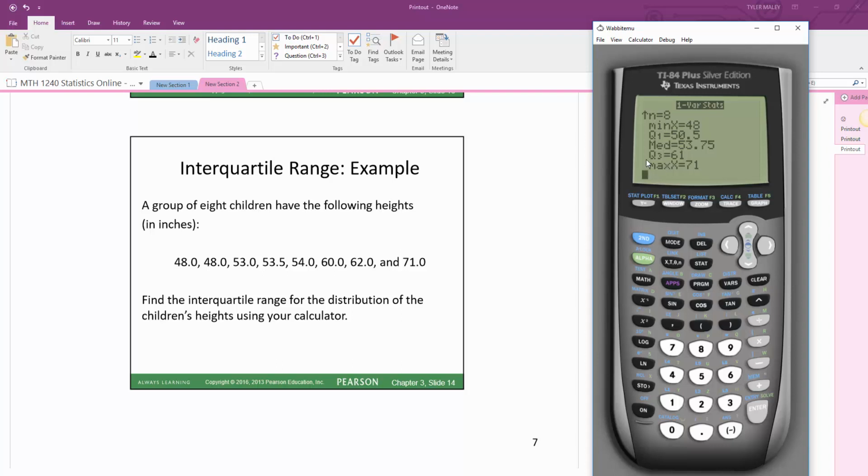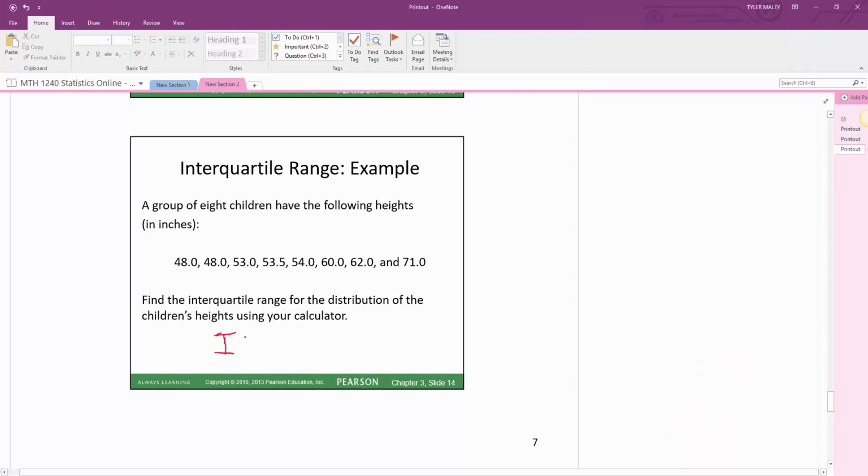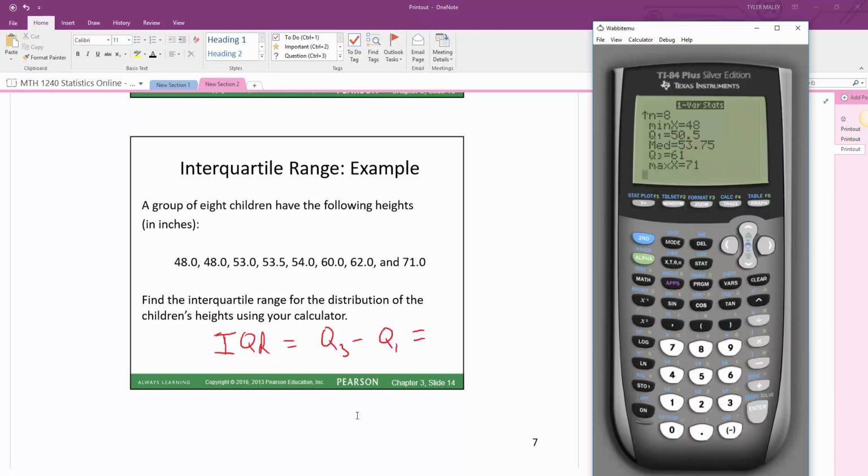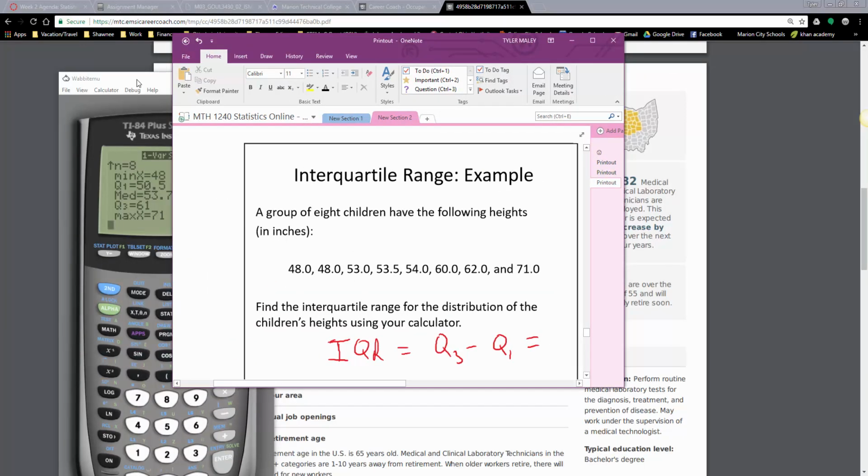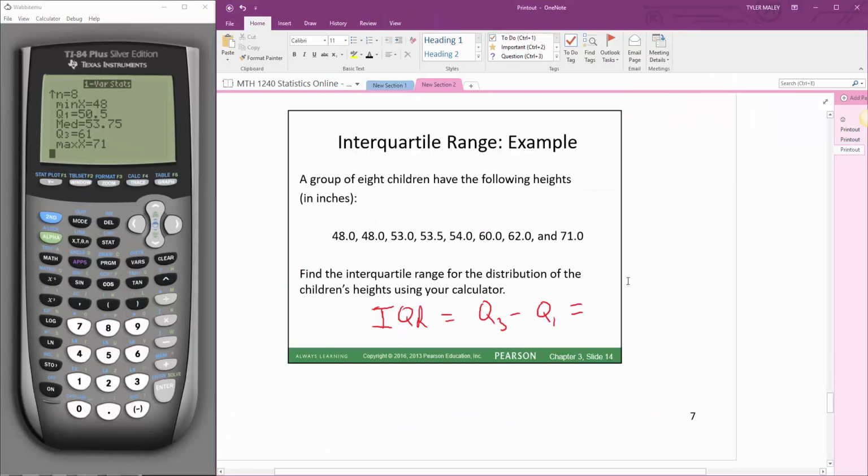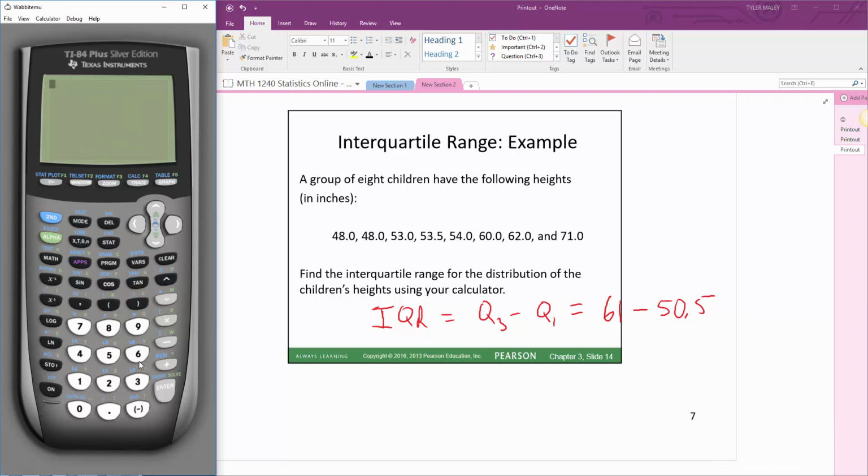So the IQR is Q3 minus Q1. So let me do split screen here. There. That way I can see it. So IQR, while I'm writing, IQR is Q3, which is 61, minus Q1, which is 50.5. Right, so you can do that in your head, or if you want to type it in, that's fine. We can do 61 minus 50.5. We get 10.5, right? So 10.5.